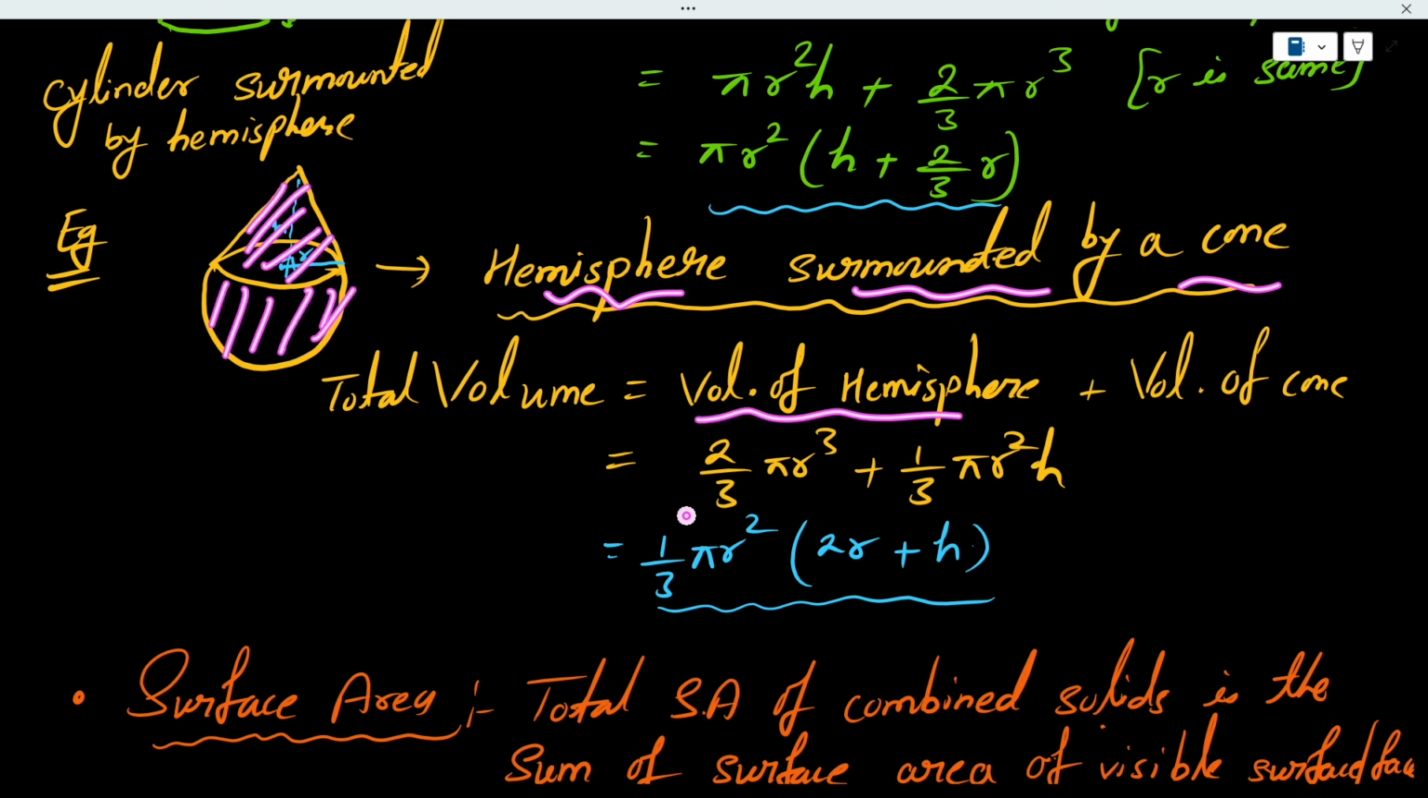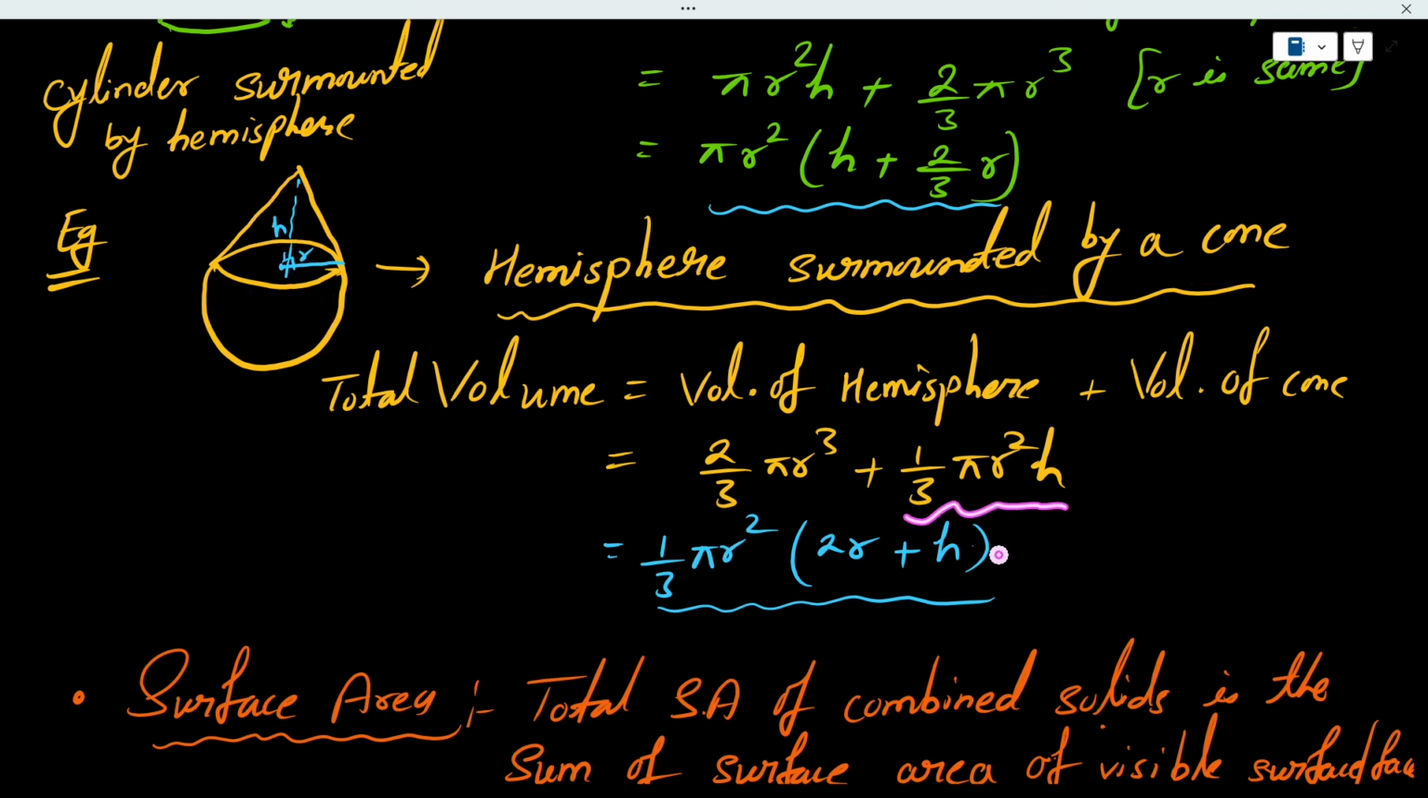What is the volume of a hemisphere? Now this is only the formula, 2 by 3 pi r cube, 1 by 3 pi r square h, right? And 1 by 3 pi r square is common because here the radius of hemisphere and cone are the same, so you will be left with 2r plus h.